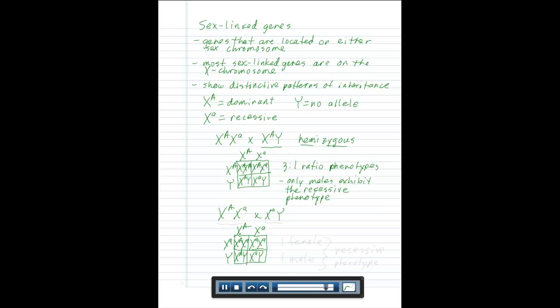Notice now we have one female and one male that both exhibit the recessive phenotype. This is typically rare, but it can occur when we have a cross where the female is heterozygous for the trait and the male carries the recessive trait.